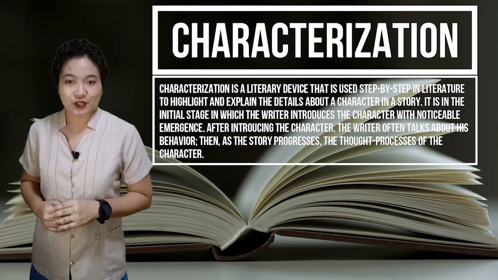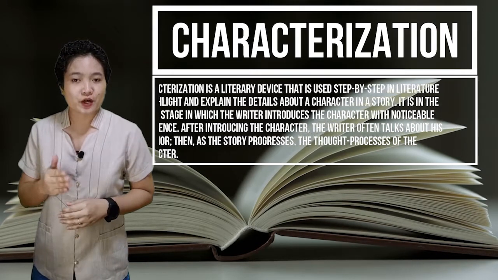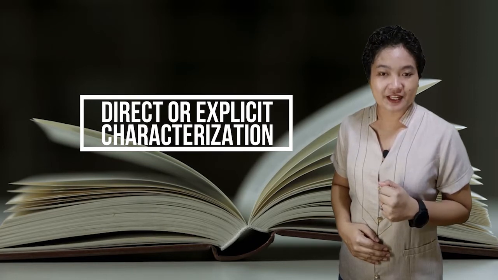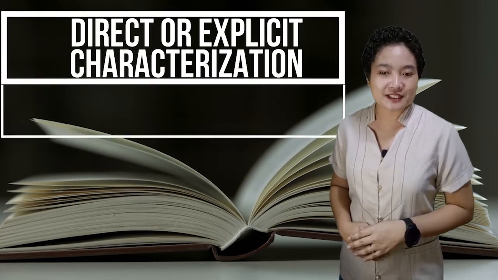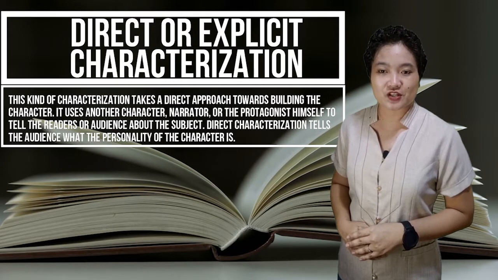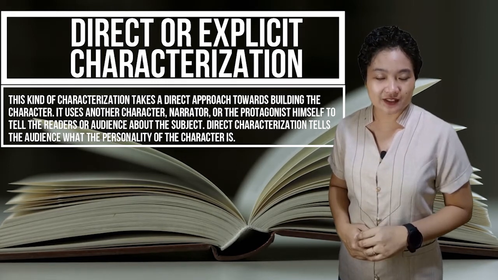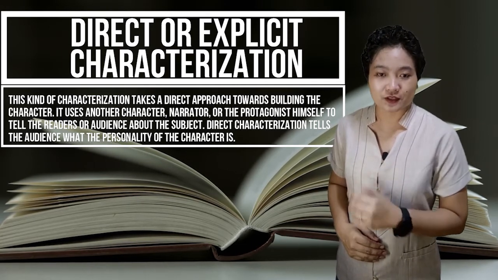After introducing the character, the writer often talks about his behavior, and as the story progresses, the thought processes of the character. An author can use 2 approaches to deliver information about a character and build an image of it. These 2 types of characterization include direct or explicit characterization and indirect or implicit characterization. Direct or explicit characterization is the kind of characterization that takes the direct approach towards building the character. It uses another character, narrator, or the protagonist himself to tell the readers or audience about the subject.